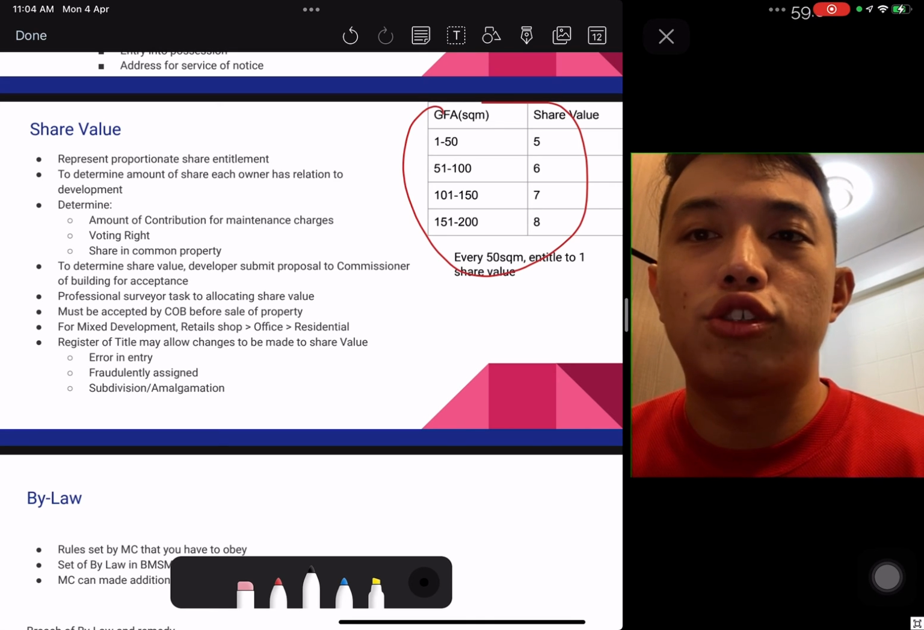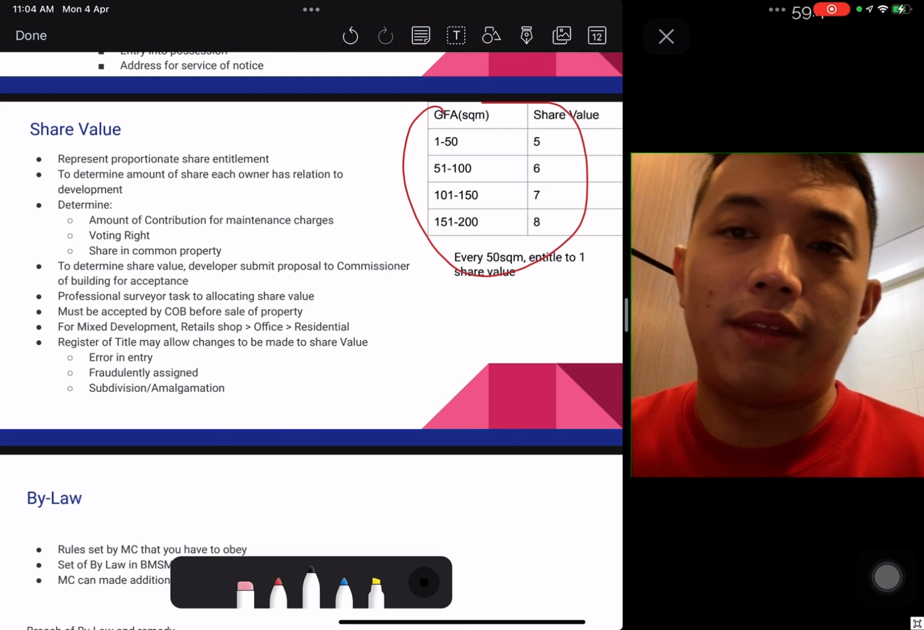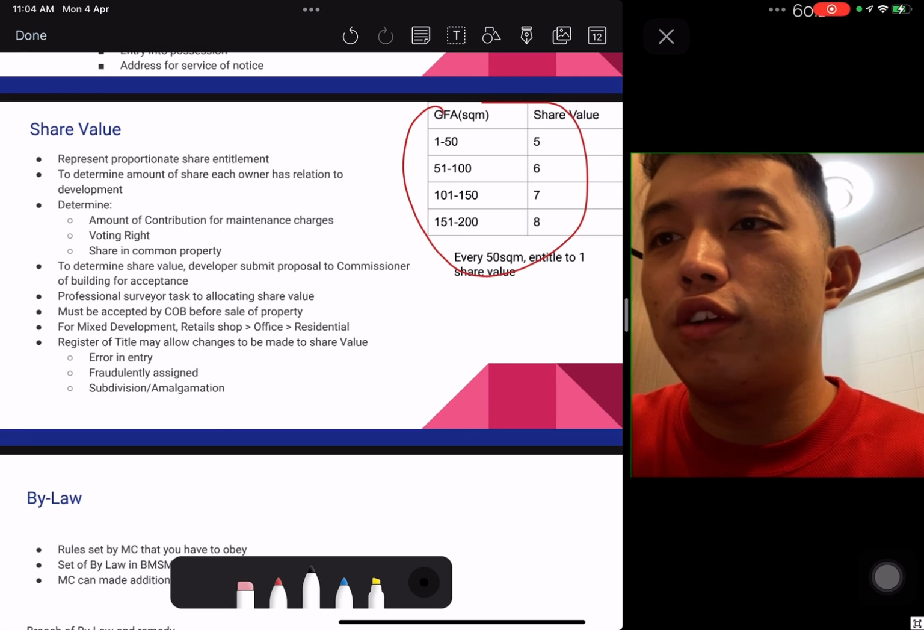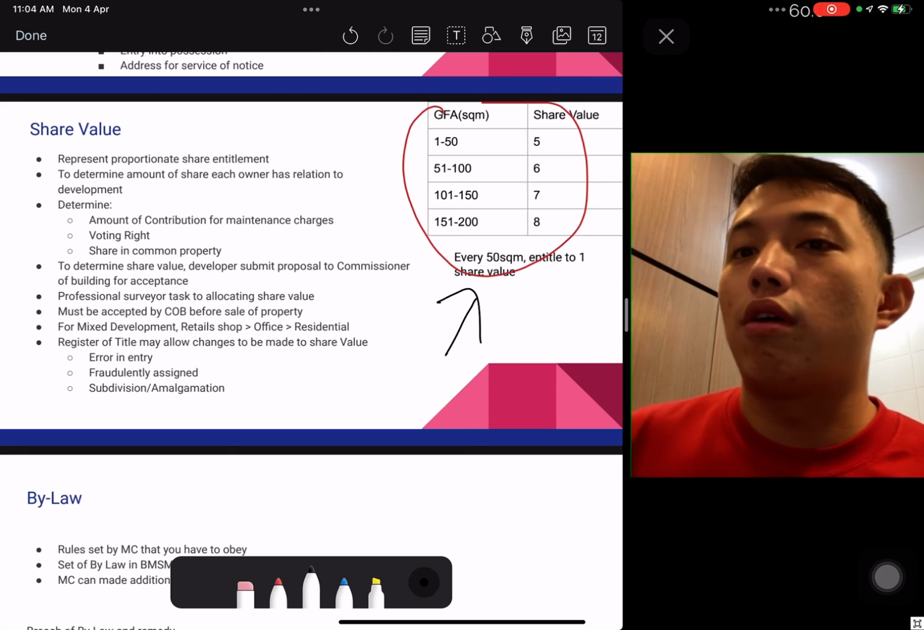This will determine the contribution amount of the maintenance fee, the voting rights, and the share in a common property. How is the share value calculated? It is based on this table. So guys, go read up yourself. I will not go through this.